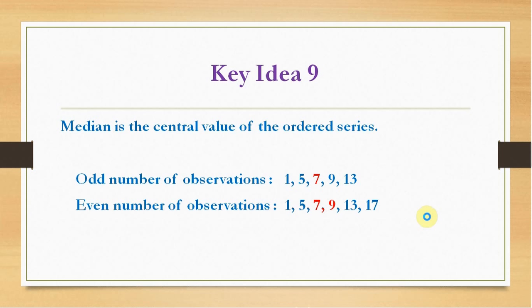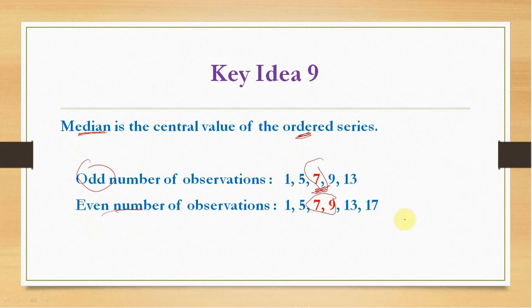Now we move to key idea 9. This key idea is rather simple. This relates to median. Median is the central value of the ordered series that divides the series into two parts. When there is an odd number of observations in the ordered series, the central value or the middle value will be the median, and when there is an even number of observations, the mean of the two central values will be the median.